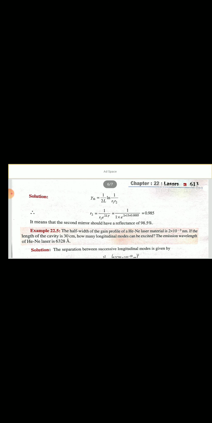Similarly, the next question: the length of the laser tube is 150 cm and the gain factor of the laser material is 0.05 per centimeter. One of the cavity mirrors reflects 100% of the light. What is the required reflectivity of the other cavity mirror? In this case, the solution is given by gamma f is equal to 1 upon 2L ln 1 upon r1 r2. Place the values and you will get the result. Okay, these are some numericals on the basis of laser light. Okay. Thank you.